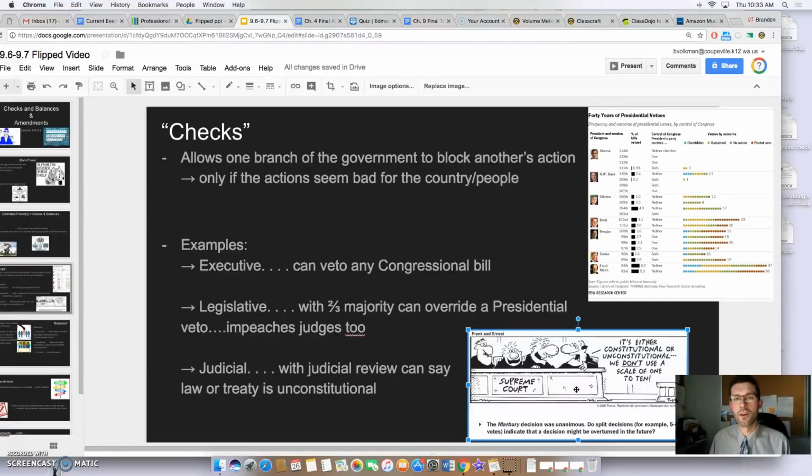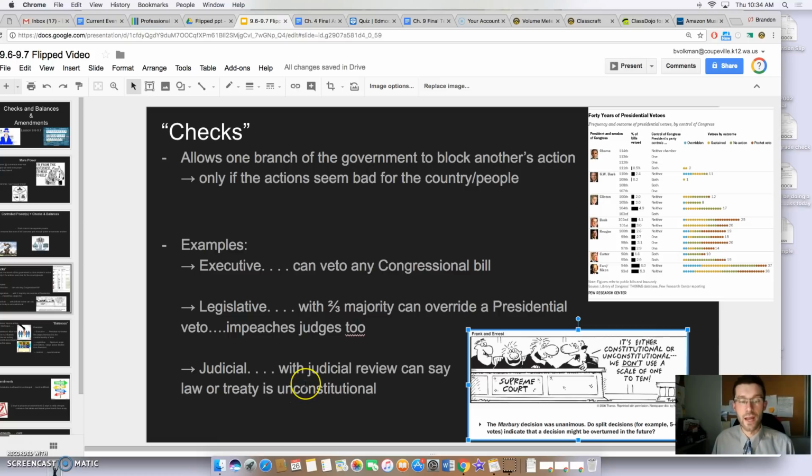Franklin Delano Roosevelt had 635 vetoes. Congress used their 2/3 override only 9 times. Andrew Johnson, another president of ours, had 29 vetoes. However, Congress used their 2/3 majority 15 times. That's over 50% of his vetoes were overridden. So you can tell that Congress really had to keep President Johnson in check there.